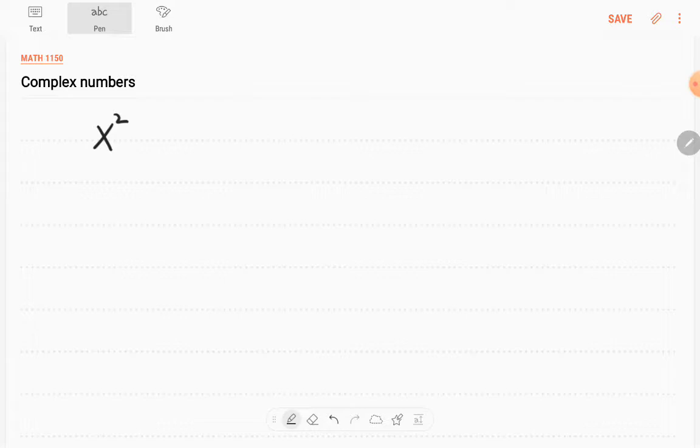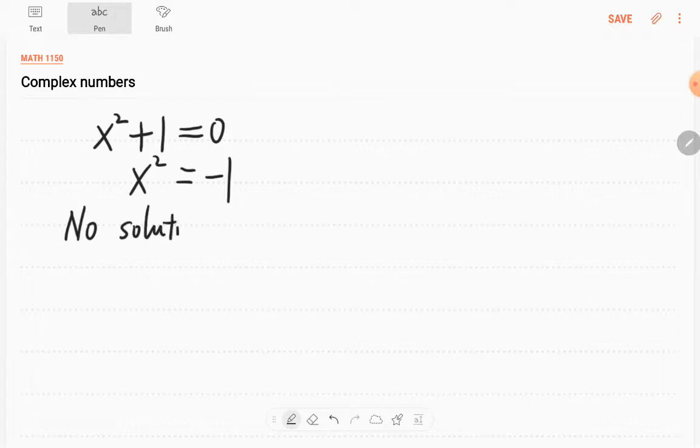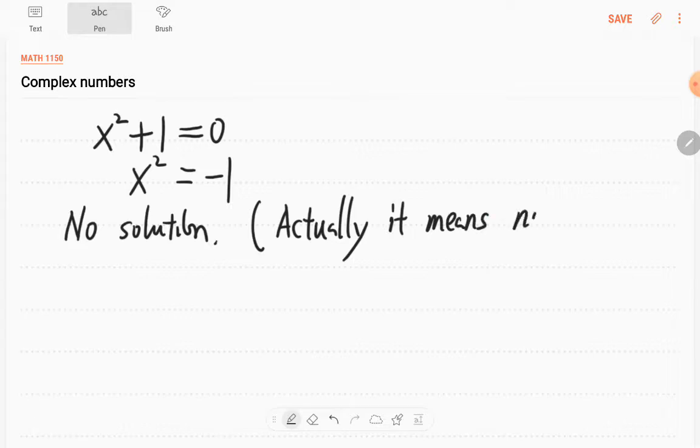So in general, if you have this equation, we subtract 1, so x squared equals -1. But we know x squared is always positive if x is a real number. So we say this one has no solution. But actually, this word is not very precise. Actually, we mean no real solution. That means x is a real number. If x is a real number, then there is no solution.